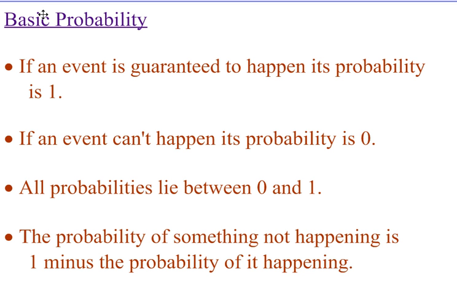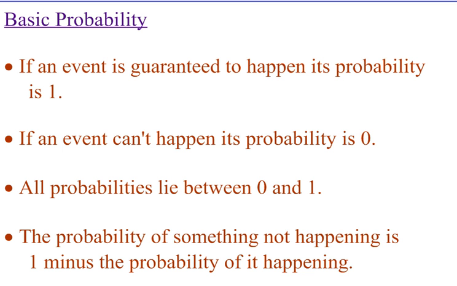The same thing is if an event can't happen, its probability is 0. So there's no chance of that happening. Again, it's not very likely that we're going to use zeros very often, but they could be the case. Mostly, though, all probabilities lie between 0 and 1. So when we use them as a percentage, it'd be 0 to 100%. Or the decimal values for those, and you'll see lots of different ones for that, as you would probably already know. And then the probability of something not happening is 1 minus the probability of it happening.